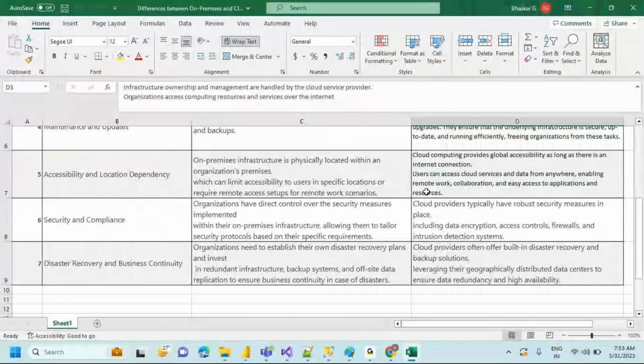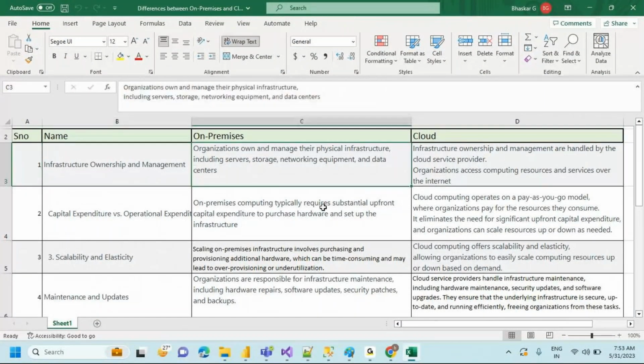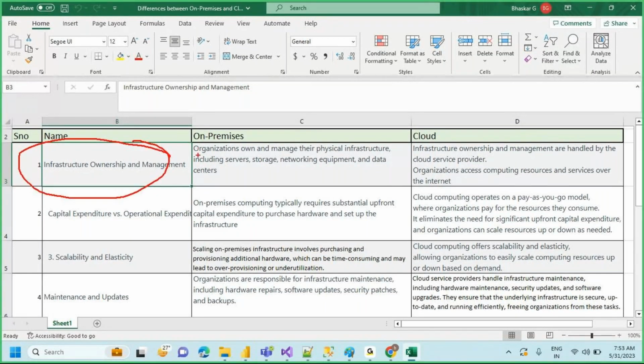So there are a few differences here. You can go through them. I'll save this file so that you can have a look at it. If it is on-premise, for infrastructure ownership and management, you're responsible. But if it is cloud, we are not going to be part of it. That is going to be taken care of by the vendor itself. If it is Azure, Microsoft will take care. If it is GCP, Google will take care. And if it is AWS, Amazon will take care. So we are not going to be part of it.